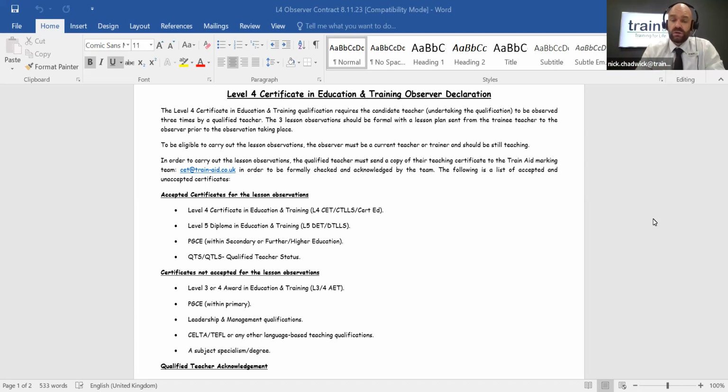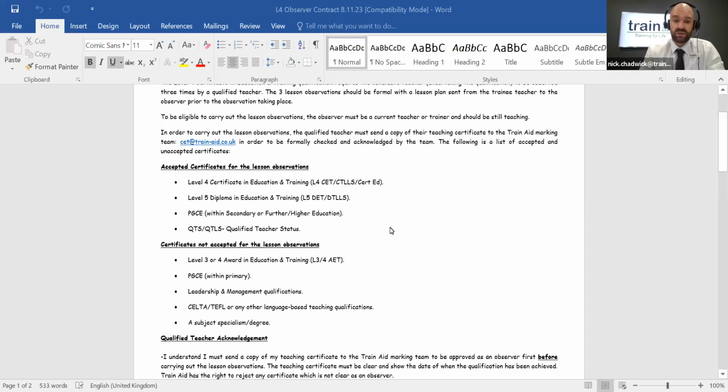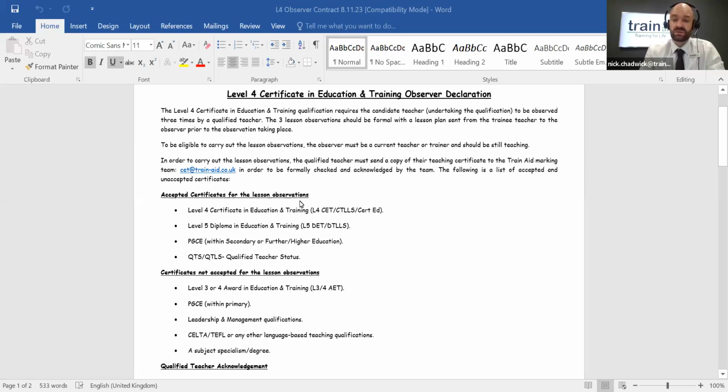When your colleague perhaps signs up to the Level 4 course, they will, of course, need to be observed 3 times over the duration of the course, and we will need a copy of your teaching certificate. So just on the list here, we have a number of qualifications which are accepted to carry out the 3 lesson observations. So if you have a Level 4 certificate in education and training, so this is the Level 4 CET, Kettles, or even a CERT, fantastic, you can carry out the 3 lesson observations.